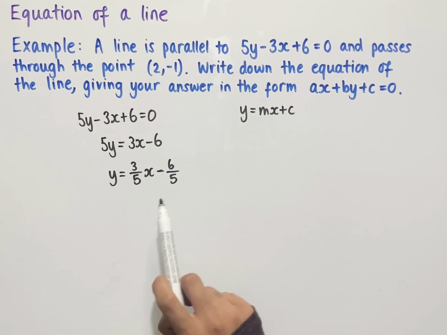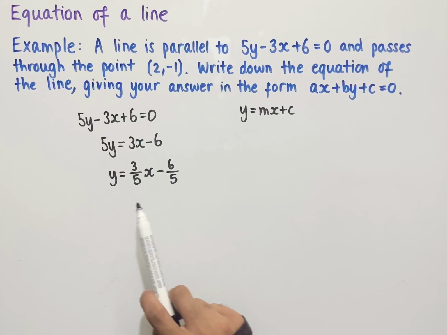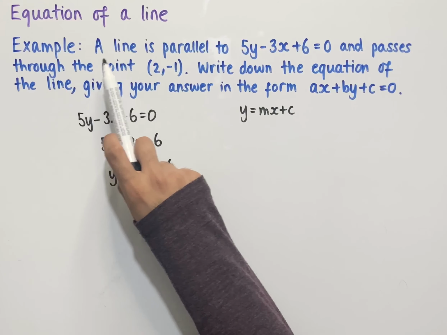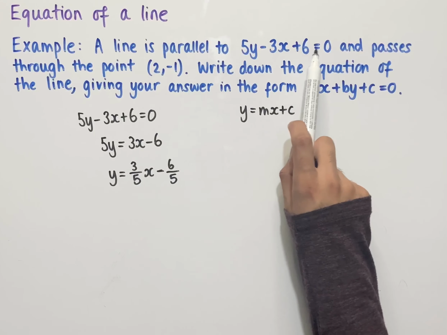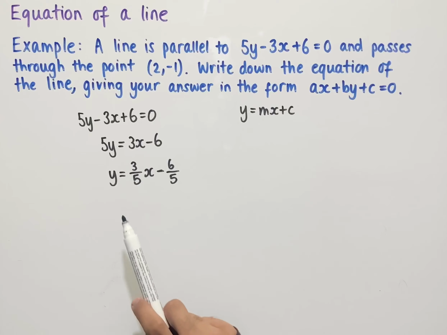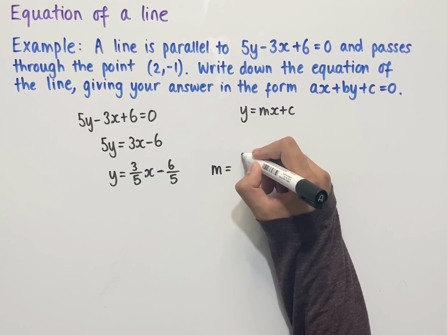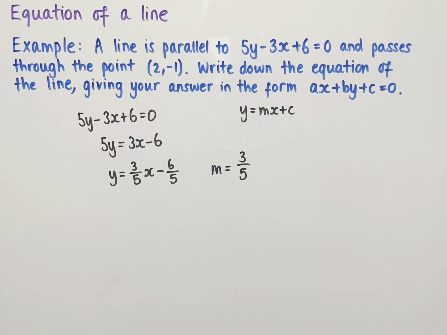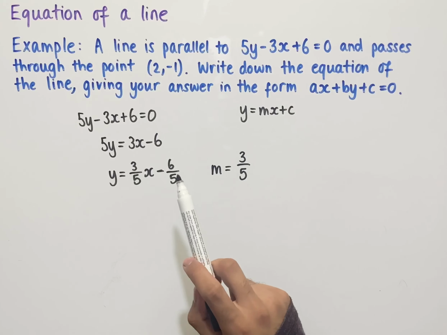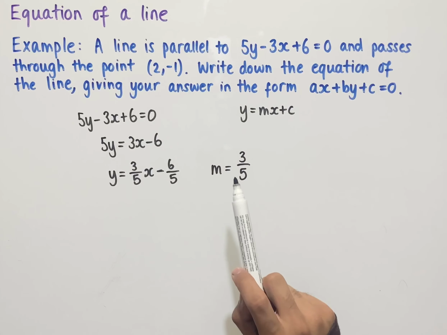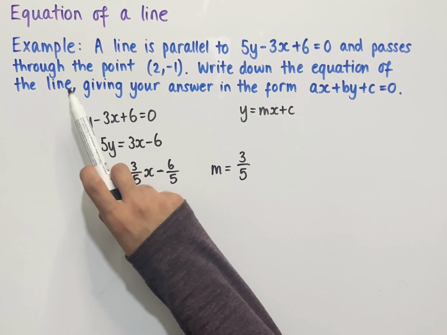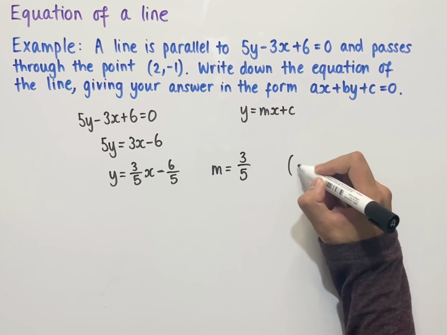Now, any line that is parallel to this line here will have the exact same gradient as the line that we have. And so in this case, if we're trying to work out the equation of the line that is parallel to 5y minus 3x plus 6 equals 0, then we know that the gradient must be the same as the gradient of this line here. And so the gradient of this line is equal to 3 over 5. So we're going to label m, which is the gradient, as 3 over 5. And so the new equation that we have for the line that we're trying to work out is going to involve using this gradient as well as the point that the line goes through, which is (2, -1).